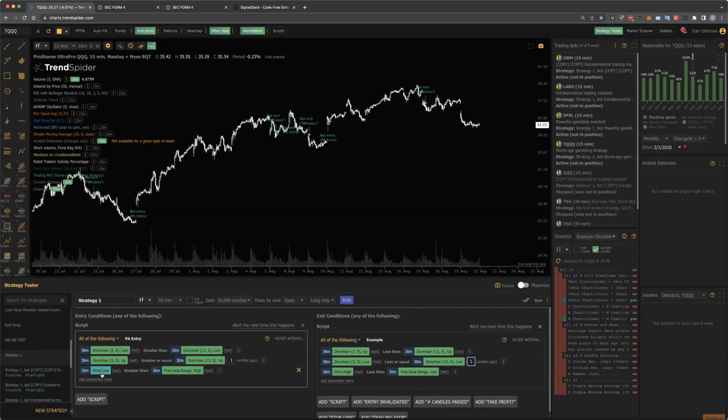And then I put one condition in: only enter if the low is greater than the previous day's high, right? Okay. That's why it didn't buy earlier. It waited for it to kind of gap up.